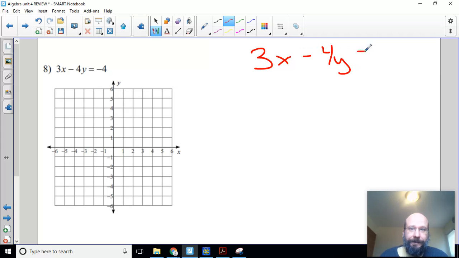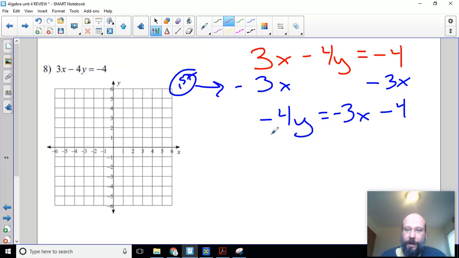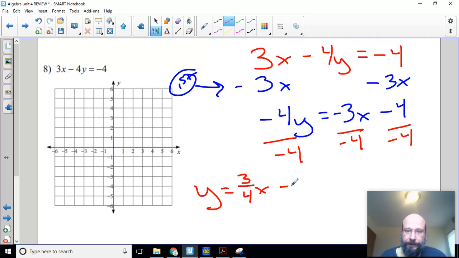just in case. Again, you're converting to standard form. So I'm going to move the 3x over. That leaves me with negative 4y equals negative 3x minus 4. And then that's the first step, right? That's the first step to convert. The second step is to divide whatever's in front of the y. In this case, it's a negative 4. Divide it by everything. Y equals 3/4 x plus 1.